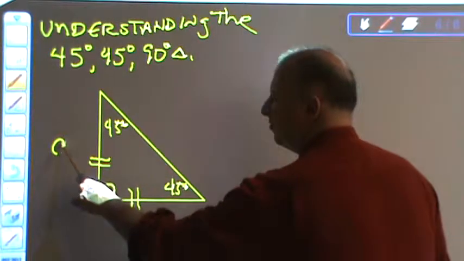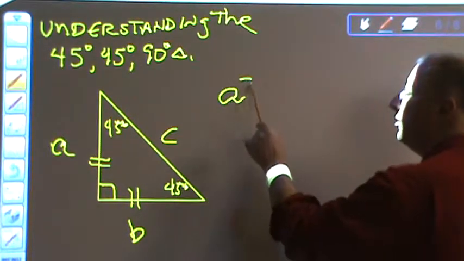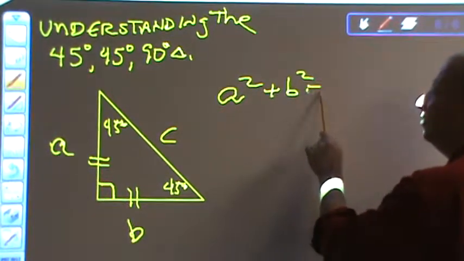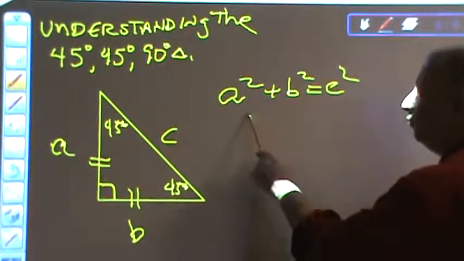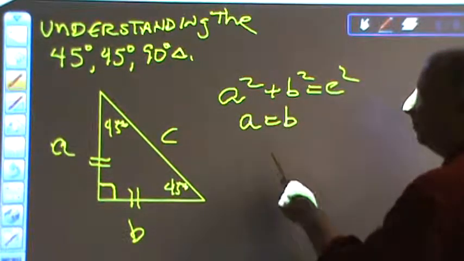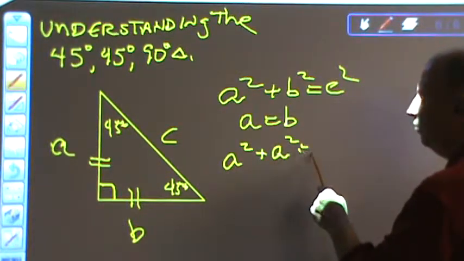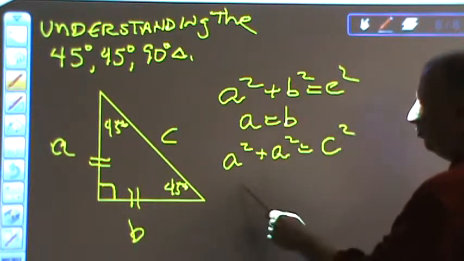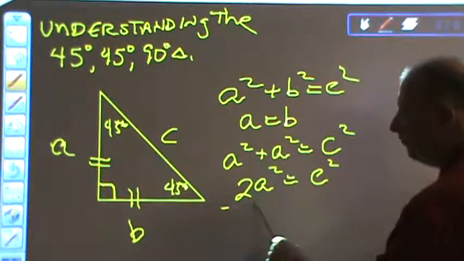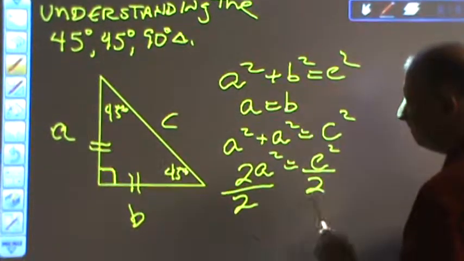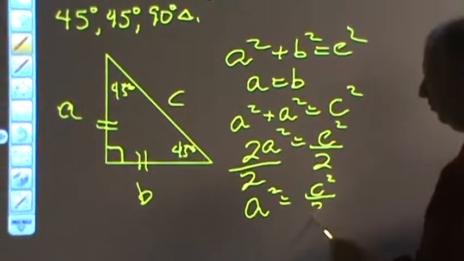And if we look at this, if this is A and this is B, this is C, we know A squared plus B squared is equal to C squared. But wait a second, what else do we know in this case? We know A is equal to B. So what I can say is A squared plus A squared equals C squared, 2A squared equals C squared. And if we divide both sides by 2, A squared is equal to C squared over 2.